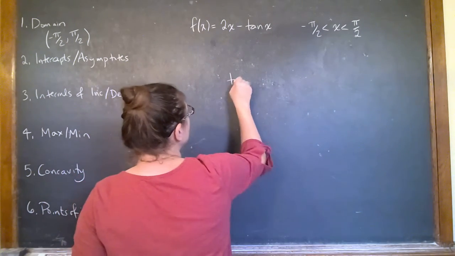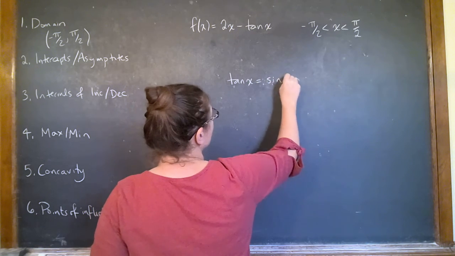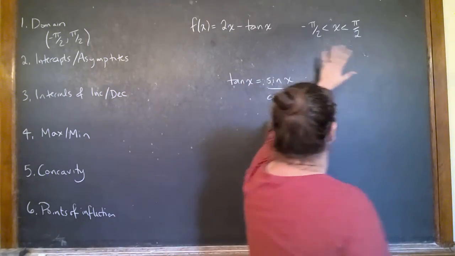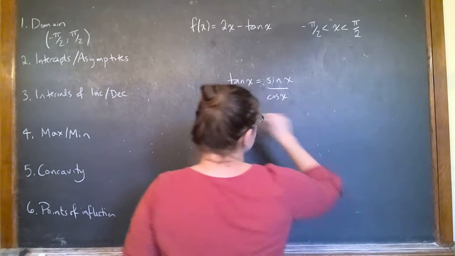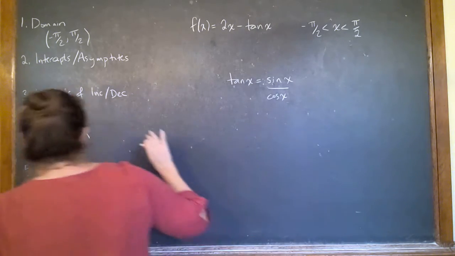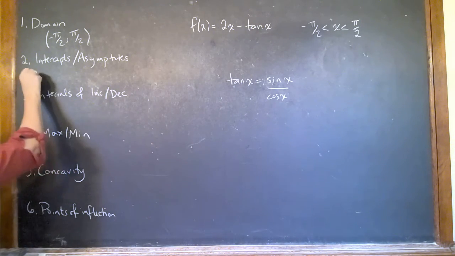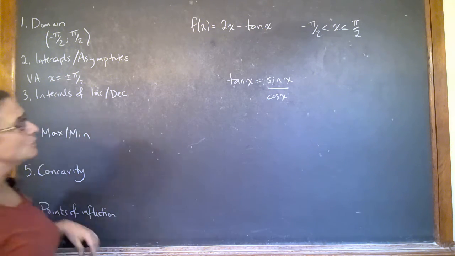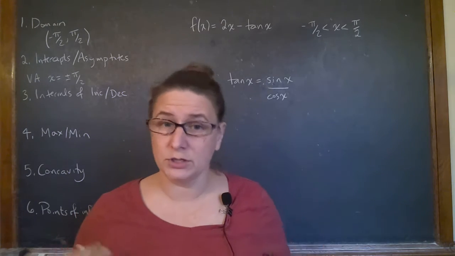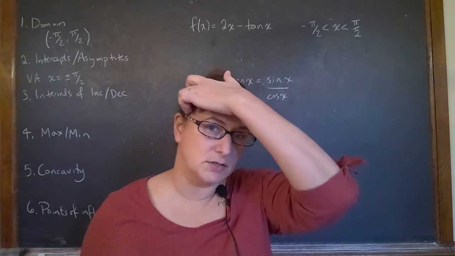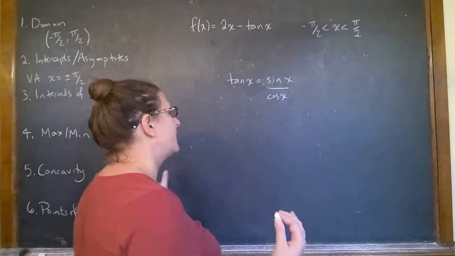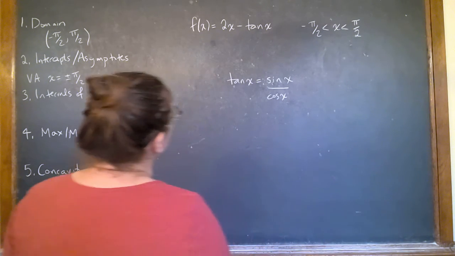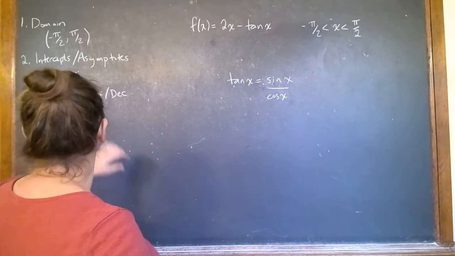As we know, tangent is sine over cosine. So it's going to have asymptotes at minus pi over 2 and pi over 2, right? So we can tell that we're going to have vertical asymptotes at x equals plus or minus pi over 2. It might be worth looking at which direction it's going, just because that's going to help us graph it. But of course, knowing whether it's increasing or decreasing will also help us graph it. So that's fine. Maybe we don't want to waste our time with that.